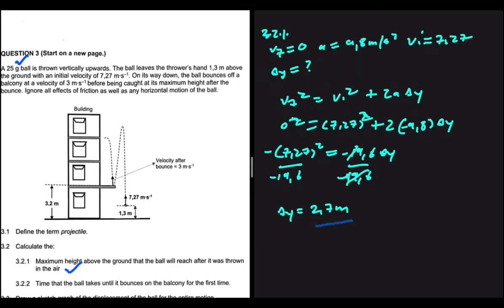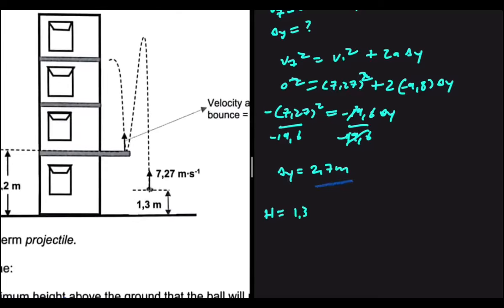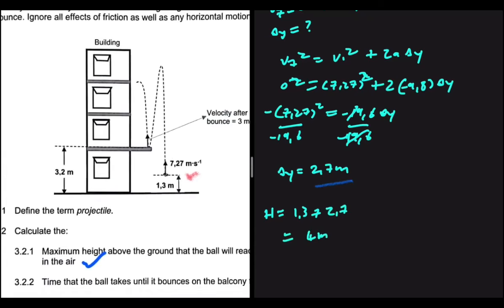This is the displacement of the ball after it was thrown vertically upwards. But we want the height above the ground. So our height will be equal to 1.3. It was projected 1.3 meters above the ground, plus its displacement after it was projected, 2.7. This is equal to 4 meters. That is the answer to 3.2.1. So this maximum height up here is 4 meters.